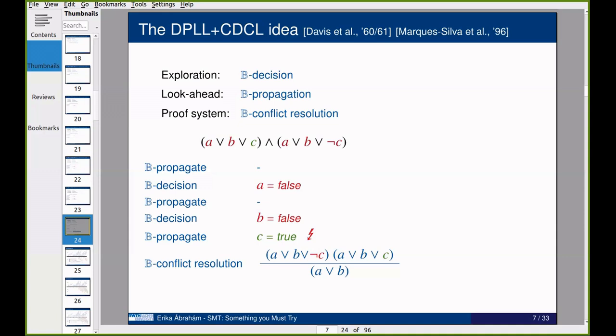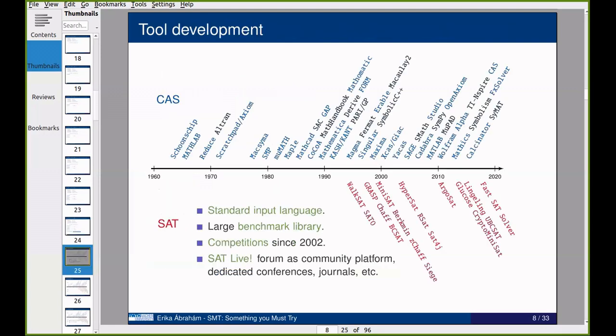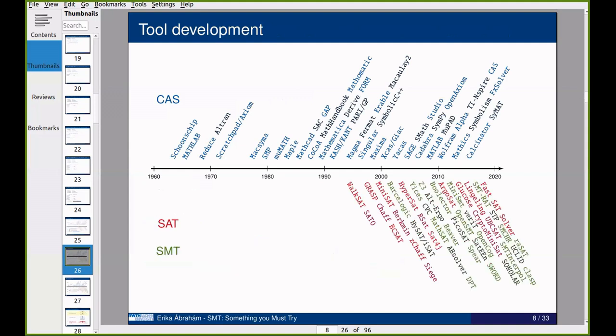So this was a revolution. This made SAT solving really so powerful that it got a lot of application domains. And then people asked themselves, if it is so successful there, can we do it also for more expressive logics? First of all, quantifier-free first-order logic over different theories.